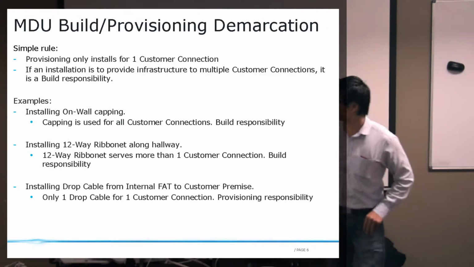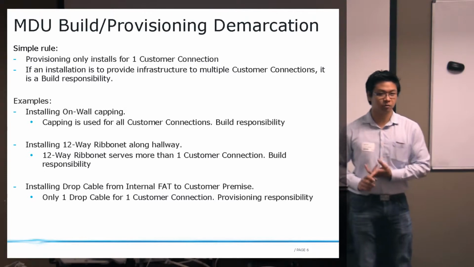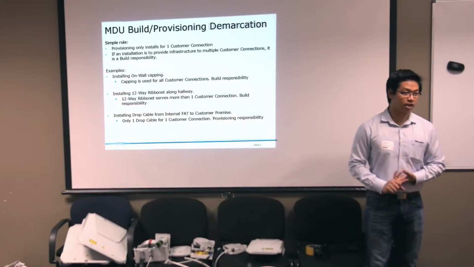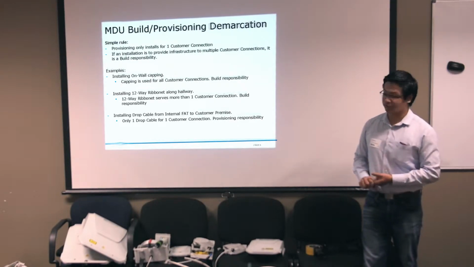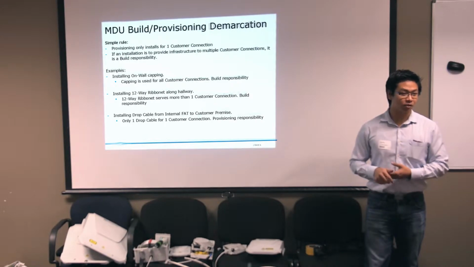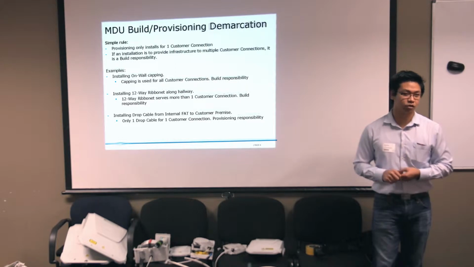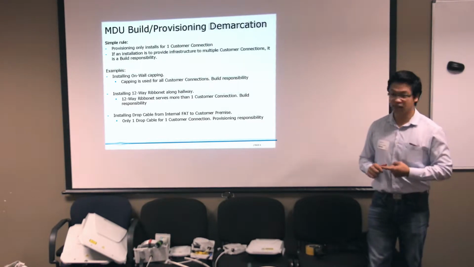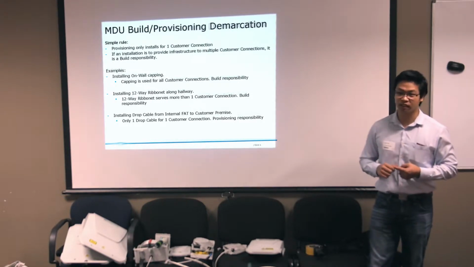Okay, on the work demarcation, on what does the build team have to do and what the provisioning team has to do. That's just a very simple rule to say, on the part of the network, if it serves multiple customers or it affects multiple customers, then it's supposed to be a build job. The provisioner will only install any part of the network which only serves one single customer.